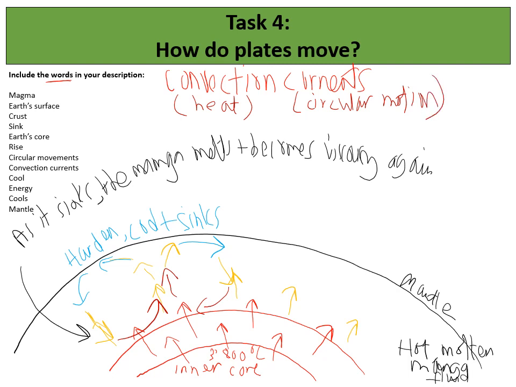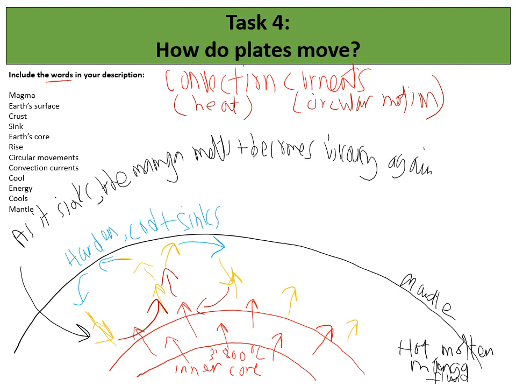So now we know why this is happening. So heat from the inner core rises into the mantle. As it moves into the mantle, it melts all of the stuff within this into a hot molten magma. It then rises. As it rises and gets closer to the crust, it cools and condenses. It cools, it sinks, it melts again, it rises, it cools, hardens, melts again, and then the same thing happens over and over again.